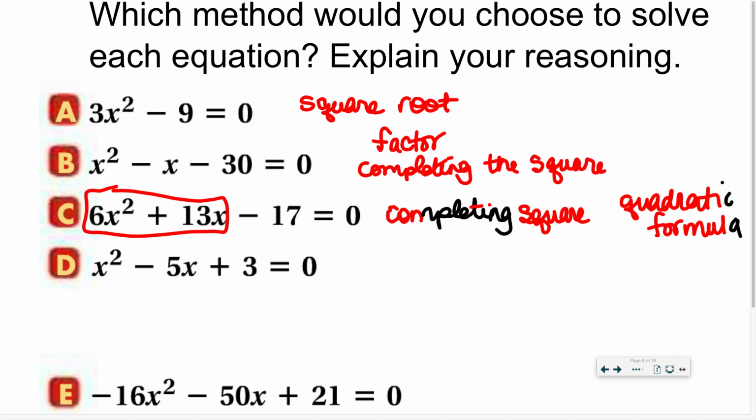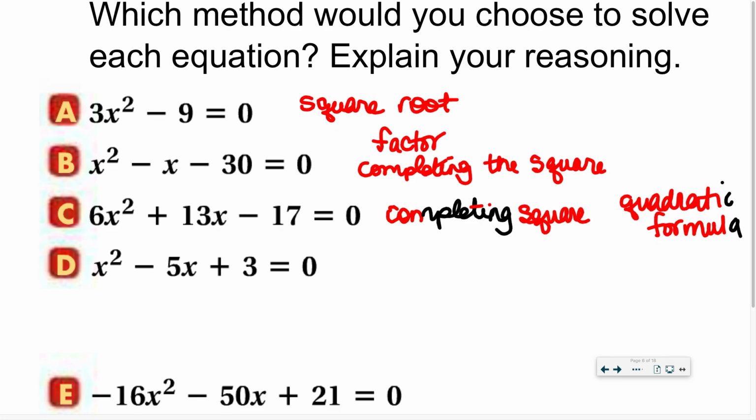So then I'd end up having to divide out, and it would be a little bit more time-consuming than I'd like. Knowing that my numbers 6, 13, and 17 don't factor easily, I'd probably jump to the quadratic formula. If you tried to complete the square, you would have to divide out somehow to go that route. That might be a bit of a challenge.